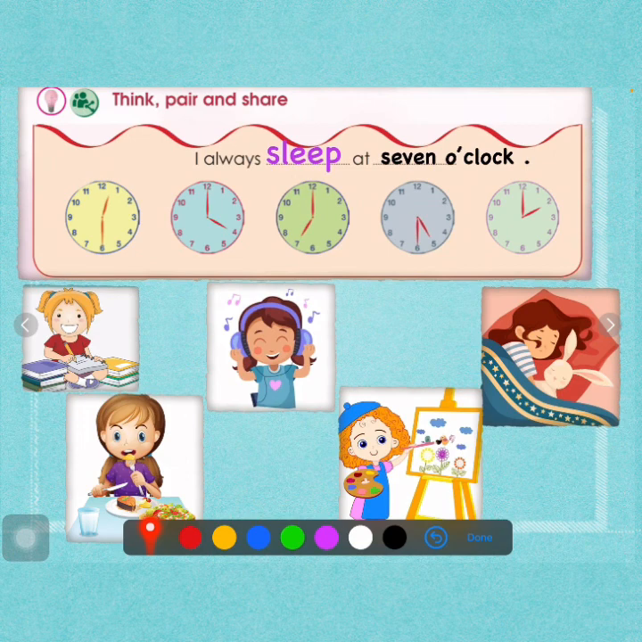I always sleep at 7 o'clock. I always write my homework at 4 o'clock. I always eat my lunch at 2 o'clock. I always listen to music at 12:30. I always paint a picture at 5:30. Okay, girls? Excellent. Let's continue.